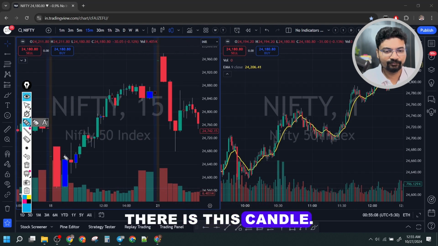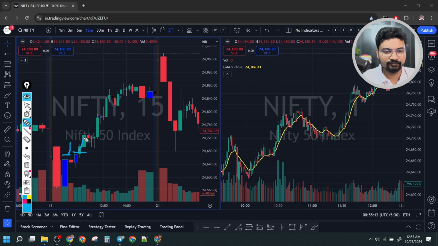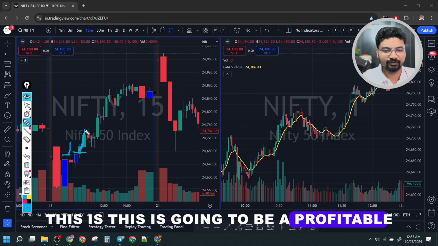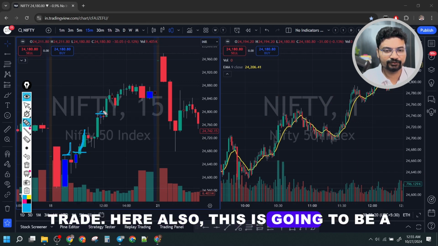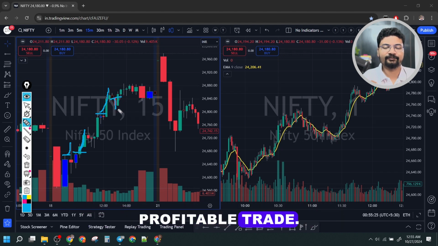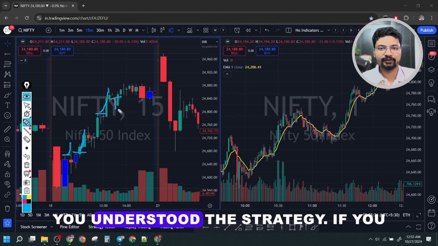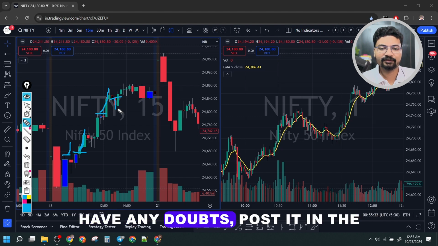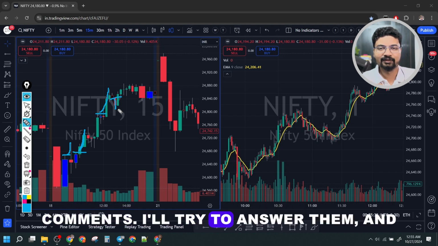There is this candle. It should have given a profit. This is going to be a profitable trade. Here also this is going to be a profitable trade. Here also this is going to be a profitable trade. I hope you understood the strategy. If you have any doubts, post it in the comments. I'll try to answer them.